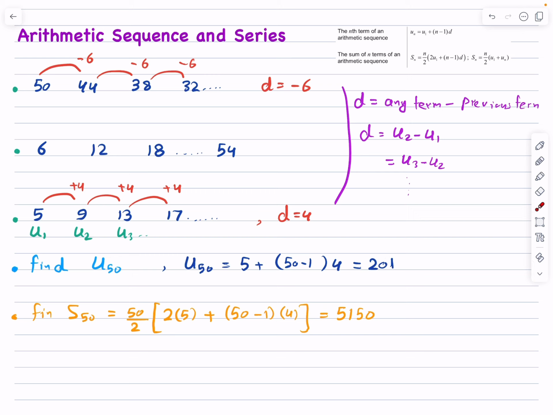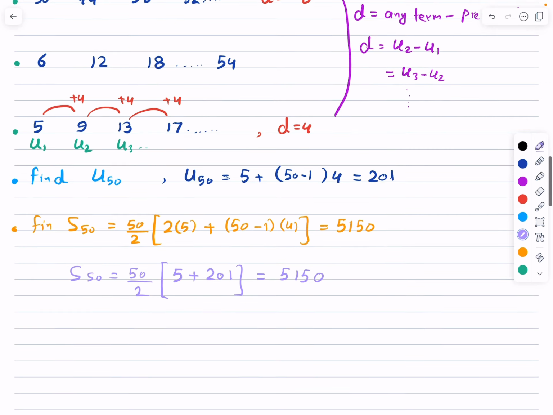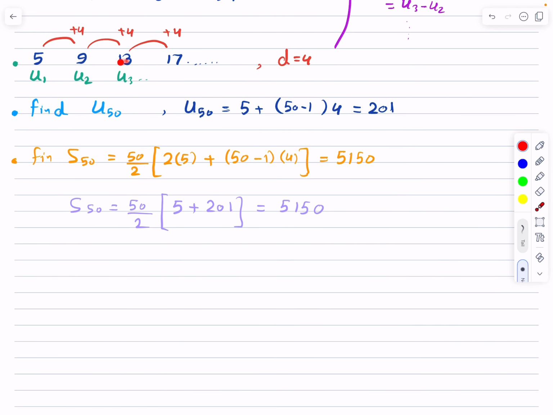So if we apply this formula, S50 will be, also n over 2, so 50 divided by 2, then U1 plus Un. So U1, the first term, which is 5, plus Un, the last term, the 50th term, which is 201. So plus 201. And if we do this, we will also get 5,150.